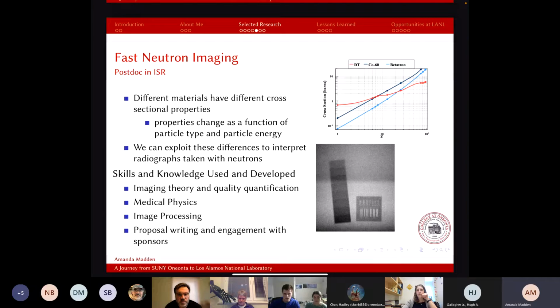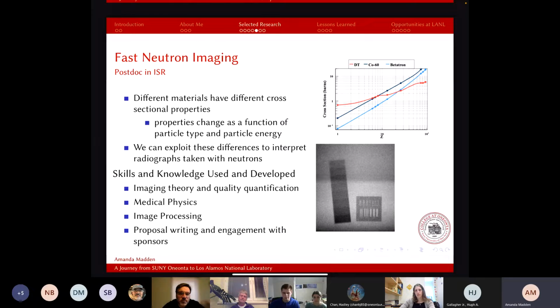And basically what this project was doing was exploiting these differences in cross-section to interpret radiographs that were taken with neutrons. So on the bottom here, this is an example radiograph that I took with a system that we built at LANL, looking at, well, what they call a step wedge. So this is a copper piece that has increasing thickness. And then we call that a spatial target, trying to see how good the resolution is with this imaging system.